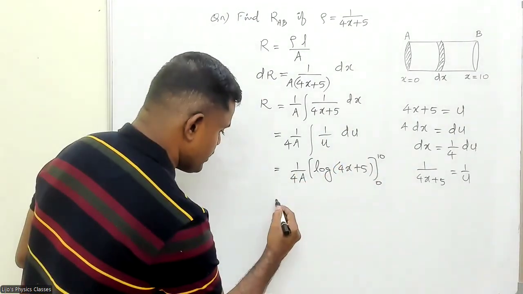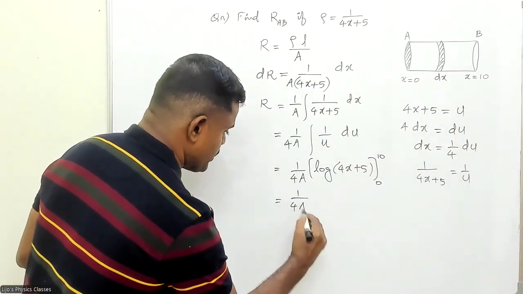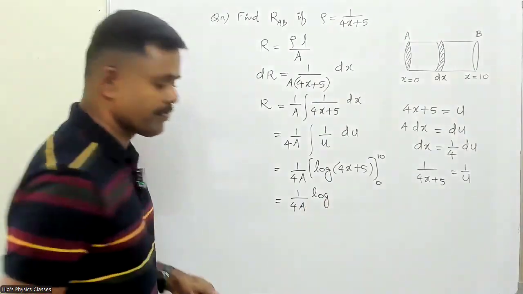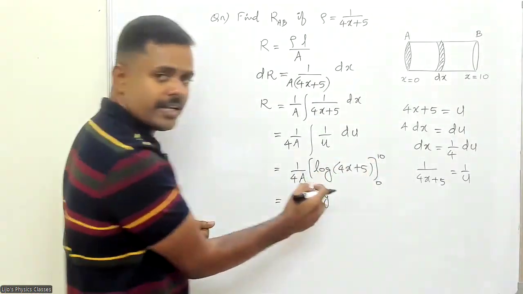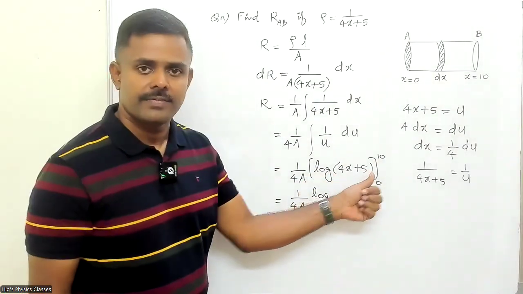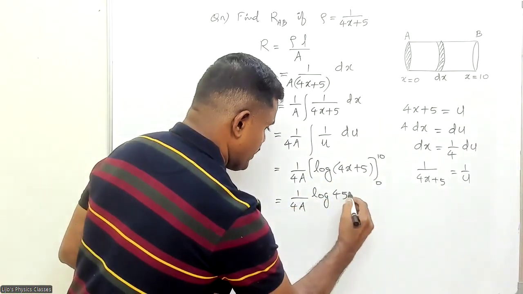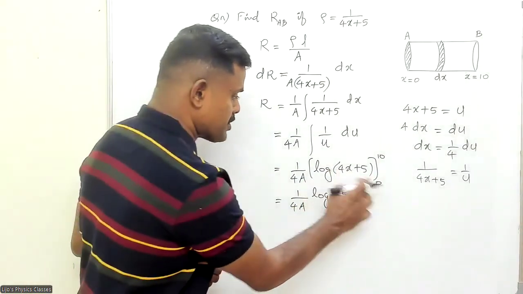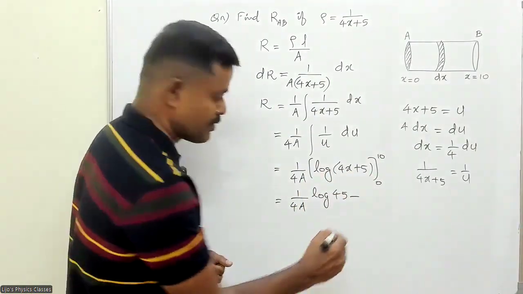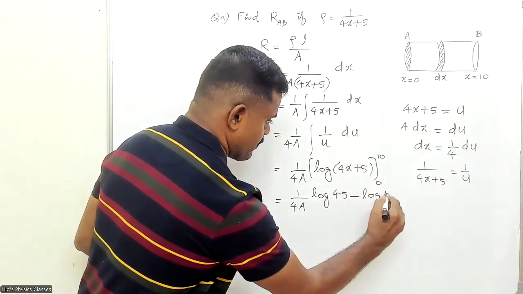So what am I going to get? This is 1 over 4A into logarithm of 4 into upper limit, which is 10. So 4 into 10, 40. 40 plus 5 is 45. So logarithm of 45 minus, now comes the lower limit. 4 into 0 plus 5. It is 5. So logarithm of 5.